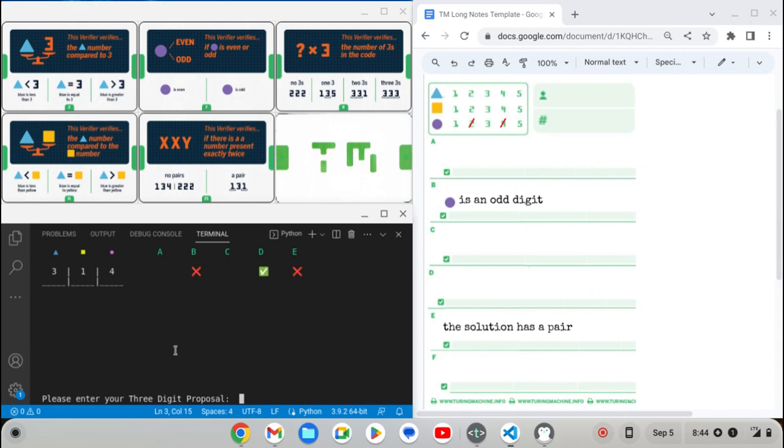Okay, so got lucky in this case. The Turing Machine does approve of my comparison between triangle and square. Notice that I did choose a 3 for triangle and a 1 for square. So in my proposal, my triangle is larger than square. And so that's what the Turing Machine agrees with. So that was criteria card D, and that is, again, that triangle is greater than square.